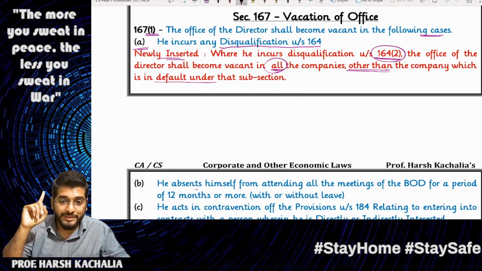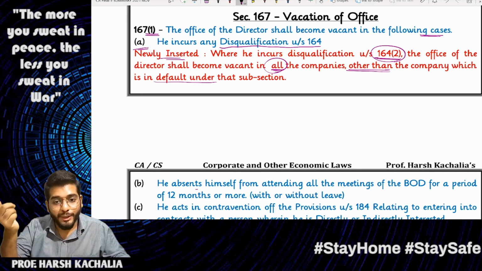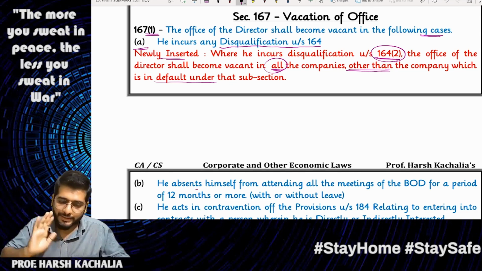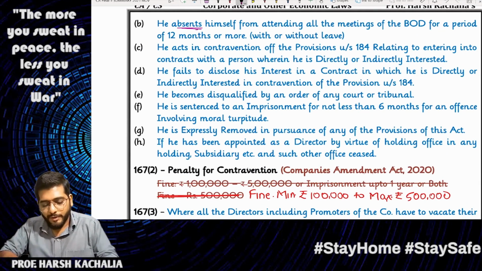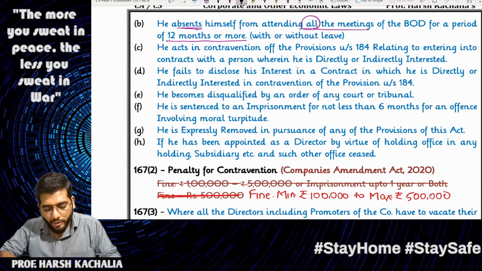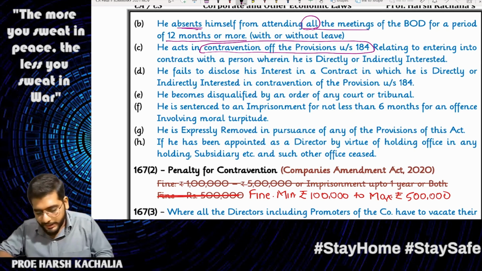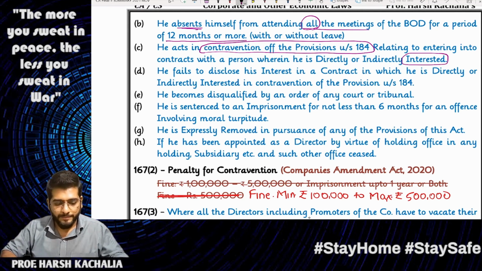In 164 also we said disqualified to be appointed or reappointed. To be appointed or reappointed, meaning right now you don't have to vacate. Right now you can stay. Correct? That is what they have given over here. Second, absents himself from attending all the board meetings for 12 months or more. Bangkok. C for contravention of section 184. What is 184? Interested party. Directly or indirectly interested. We talked about Chennai. Raman.